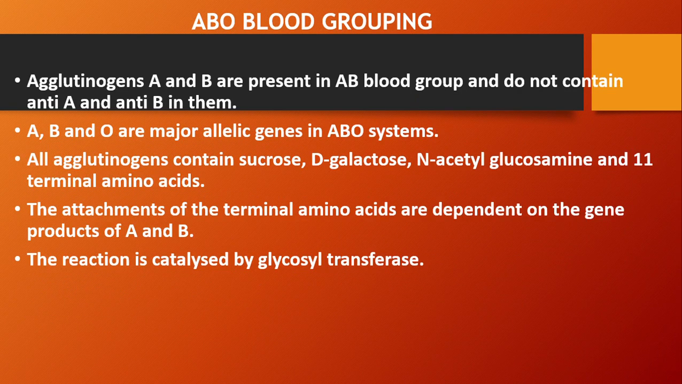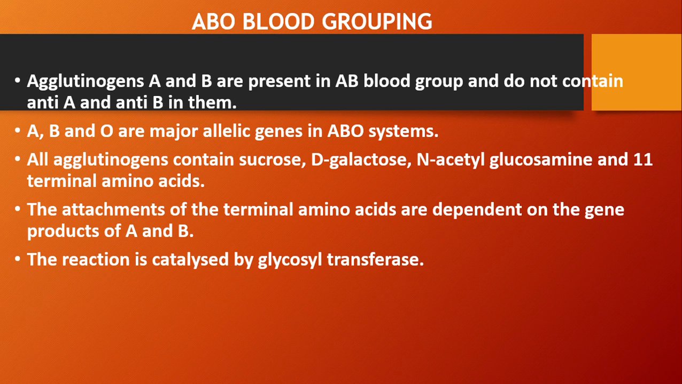Whereas in the AB blood group, AB refers to the presence of both A and B antigens on the surface of RBC, but the plasma does not have antibodies A or B. So this is the A, B and O blood group system. And A, B and O are actually major allelic genes in the ABO system. We'll discuss in detail in your next class, plus 2, what these allelic genes of A, B and O are.